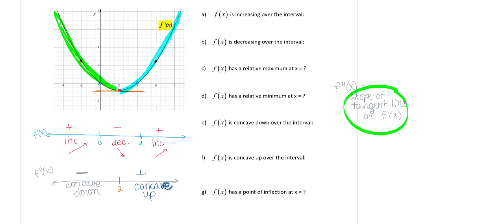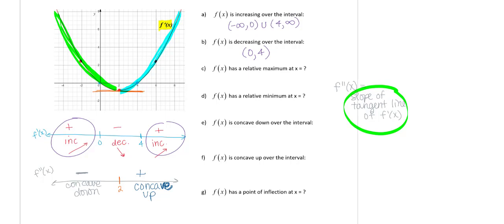Okay, so now I believe I can go back and answer all of the questions that we were asked about the function. So where is my function increasing? Well, it is increasing from -infinity to 0 and 4 to infinity. That's where my original function is increasing. So it is decreasing in between 0 and 4.